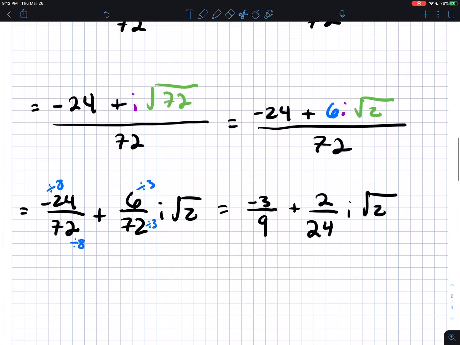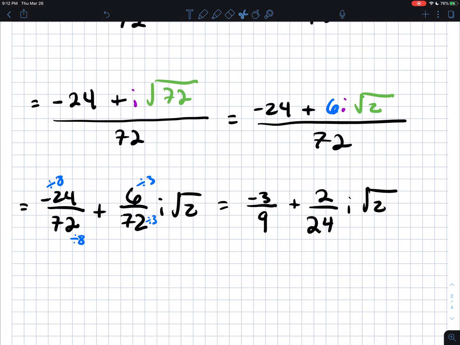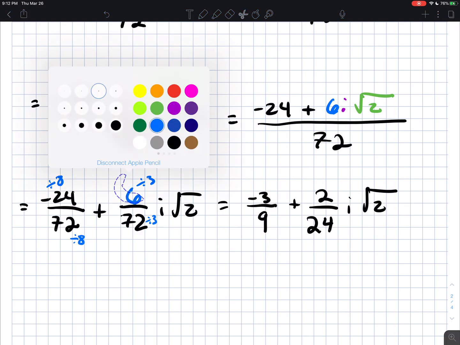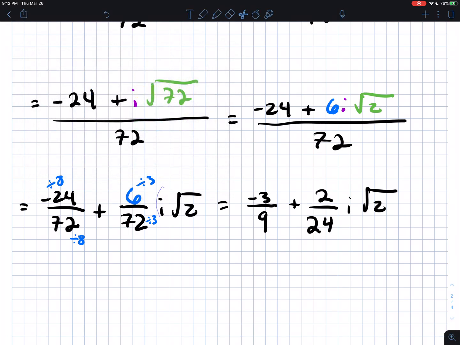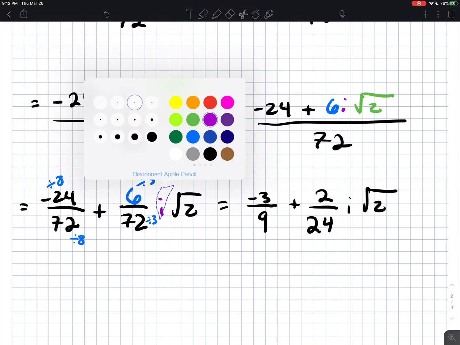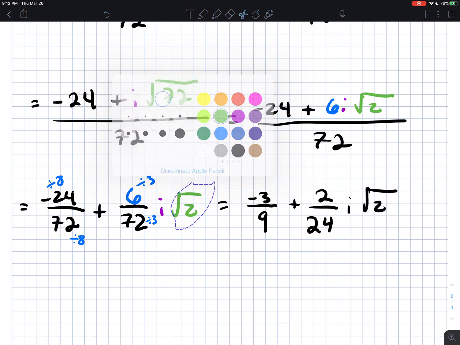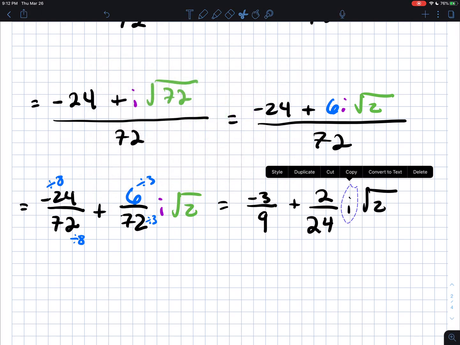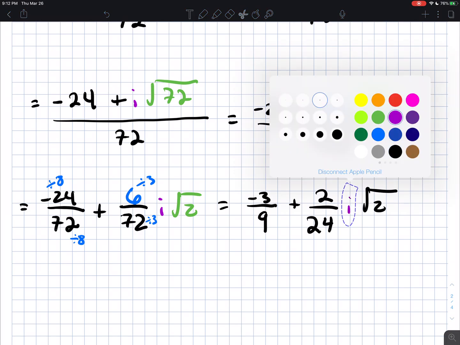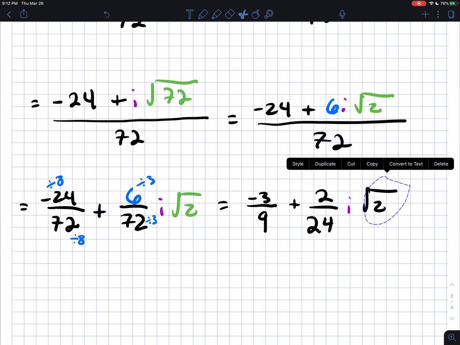So let's see. I'm going to just keep my colors consistent. This 6 was blue. This i was purple. And this guy was green. Again, this was purple. And this is green. Okay.